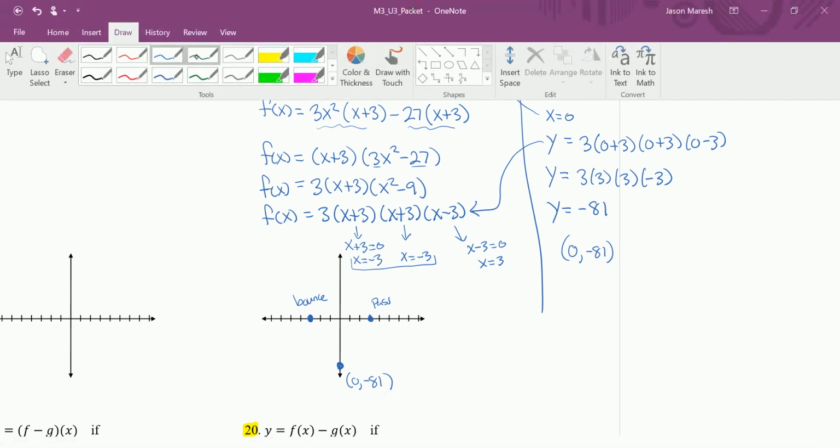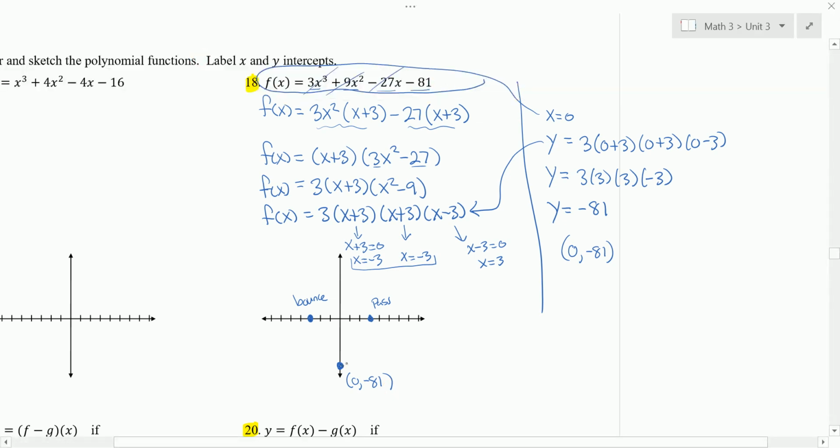Alright, so now let's sketch our graph. We know it needs to go through the y-intercept and reach those x-intercepts. It's going to pass through the one on the right, so it just keeps going up, and it's going to bounce on the one on the left, so it goes back down, and there we have it. We didn't even have to consider the end behavior, but we can check that.